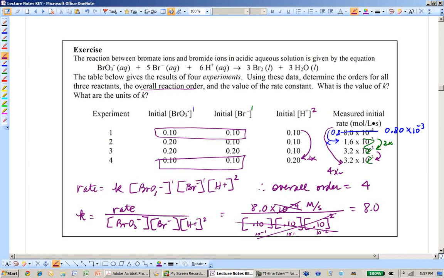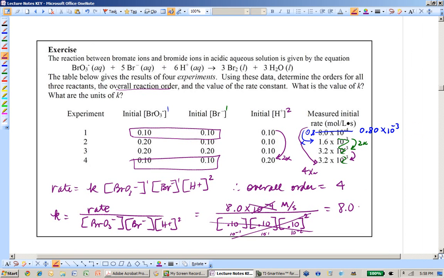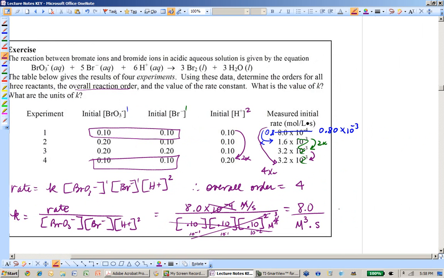You can use a calculator if you feel better. And this, when you do this, that's 4 molarities. So that's M to the 4th. So only one of those is canceled off, so it's M to the 3rd. So the units on this are molarity cubed dot second. Okay, there's many ways to write this. Different books write it different ways. Even the AP exam sometimes writes it different ways.